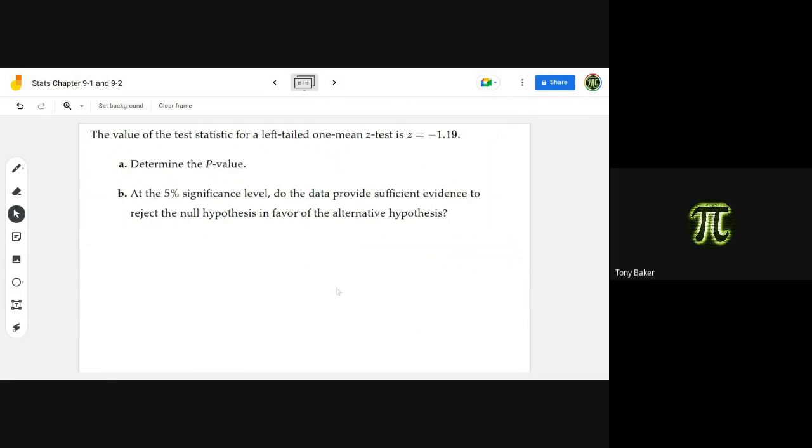All right, so the value of the test statistic for a left-tailed one-mean z-test is z equals negative 1.19. So that's my test statistic, the z-score that we got. We have to determine our p-value. So think about it. What does p stand for? Percent. That's literally it. All right, so we're going to go to our z-table, and we're going to look for negative 1.19. That is 0.1170.